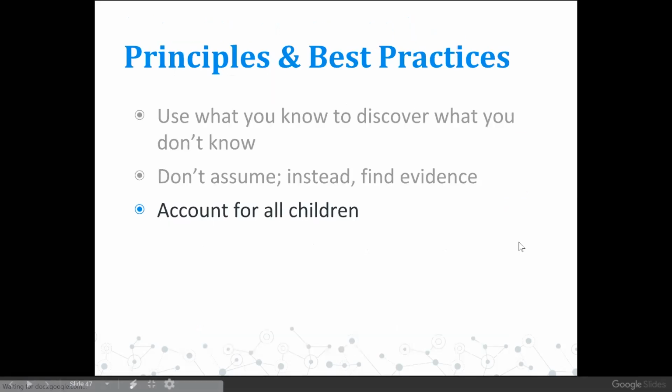So let's go to the next principle and best practice, and that is be sure that you account for all the children, because who wants to be left out, right? Don't we all long to be included? And I'm sure it's the same way for these families. We want them to be complete. We want to be sure that we're not missing anybody.